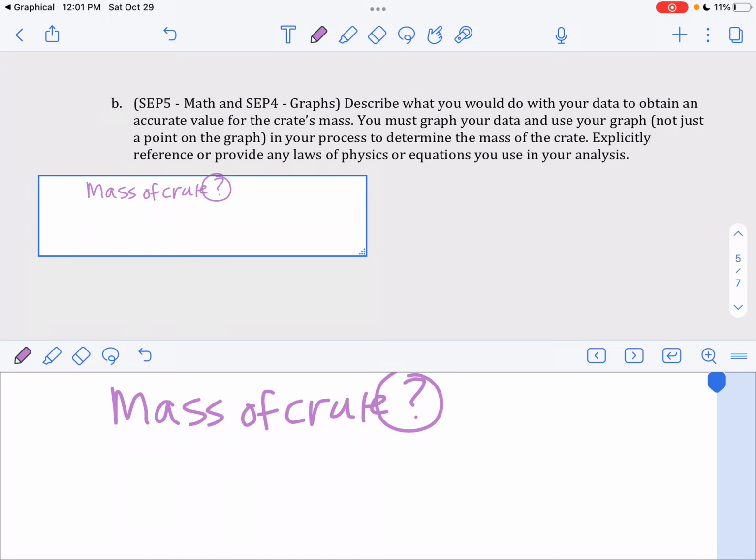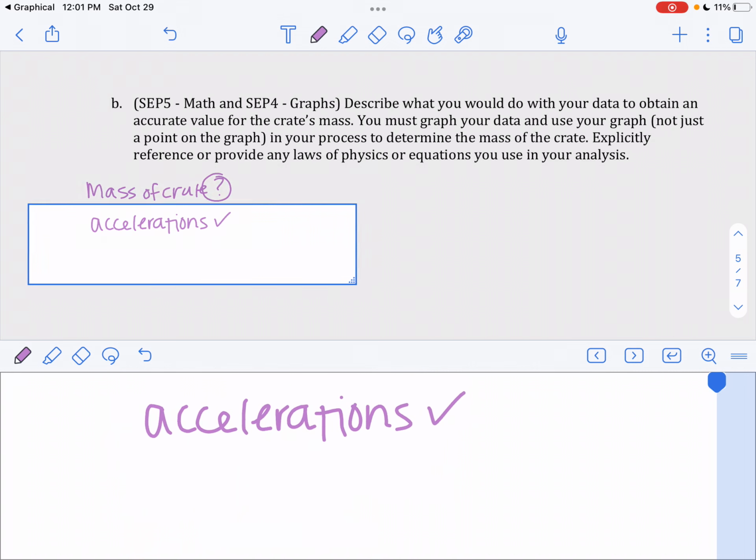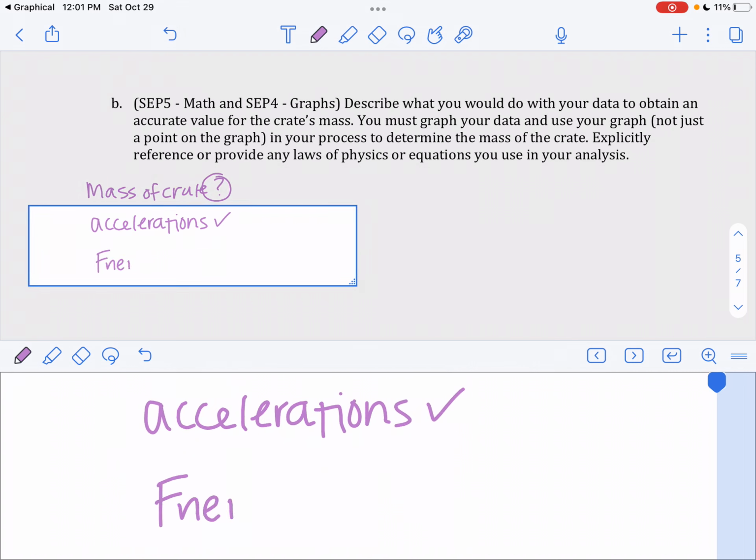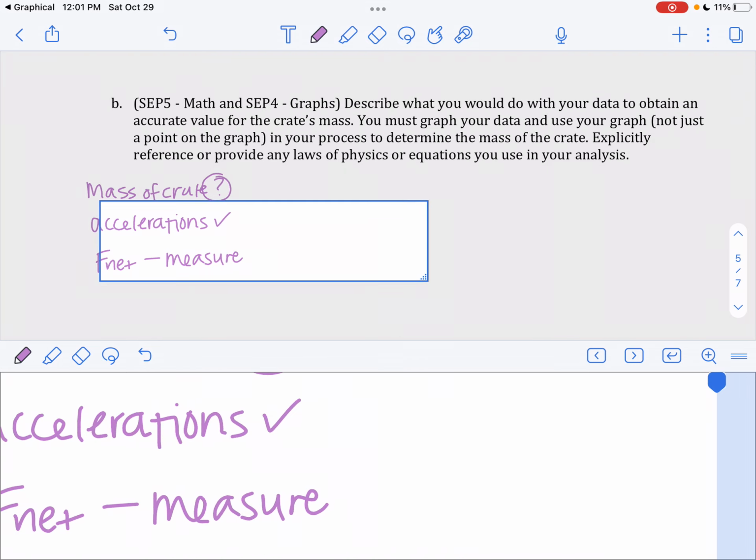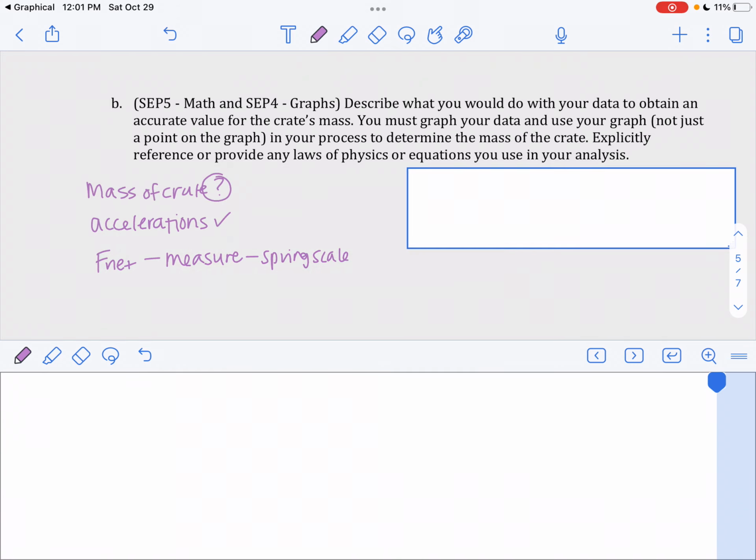That's my question mark. I know the accelerations I can pull it at. So that probably means I'm going to want to figure out what the F net is. So I'm going to want to measure this. And it's good because I have a spring scale to measure. And I always like to start my experimental design with a graph.